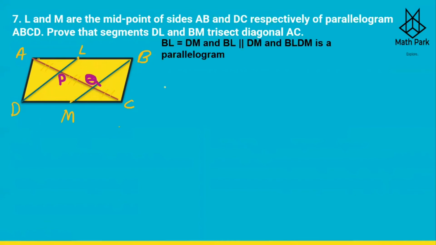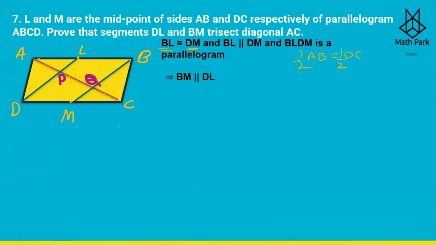Okay, so let us now use BL is equal to DM. Why? Because opposite sides of a parallelogram are equal. So AB is equal to DC, so half AB is equal to half DC. Half AB is nothing but BL and half of DC is nothing but DM. And BL is parallel to DM. Therefore, you get BLDM is a parallelogram. So first we proved this is a parallelogram.